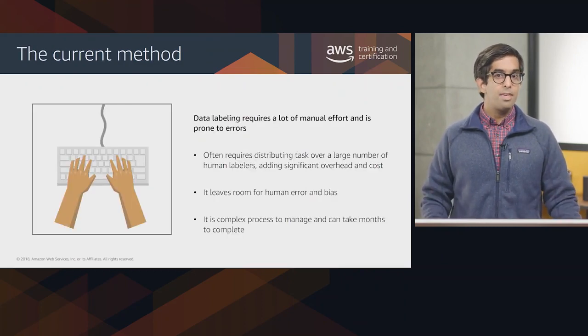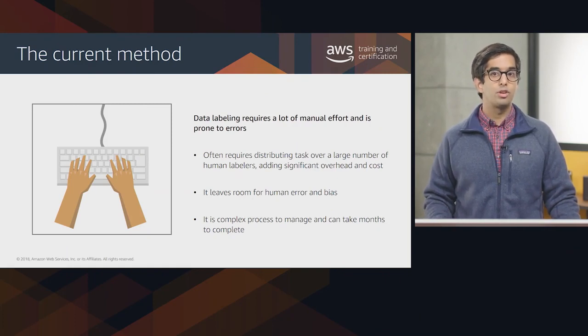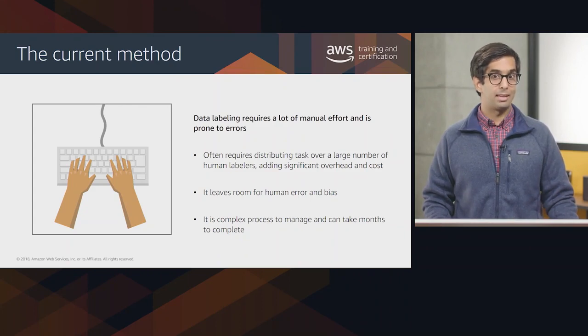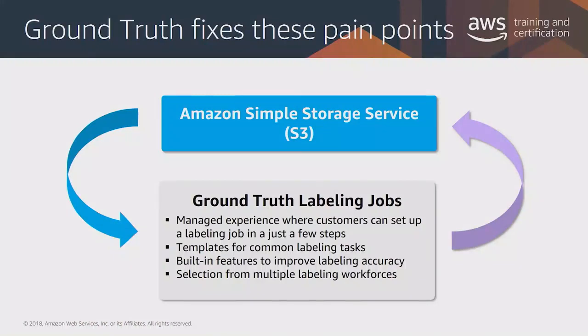So the current method for building a training data set involves a lot of manual effort and is prone to errors. It often involves distributing labeling tasks across a large number of human workers. This can add significant overhead and cost, and leaves room for human error and bias. Additionally, an operation like this is extremely complex to manage and can take months to process. So how does GroundTruth actually fix this problem?